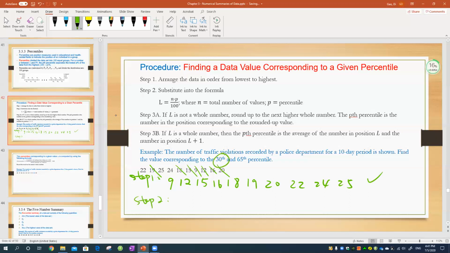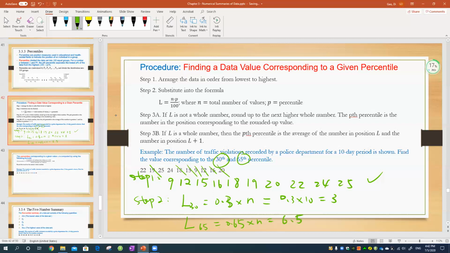And then step 2, we want the 30th and 65th percentile. So we're just going to say L30 equals 0.3, because 30%, right? So we use 0.3 times n. So that's going to be 0.3 times 10, which is 3. And then for the 65th, it's 0.65 times n, which is 6.5.